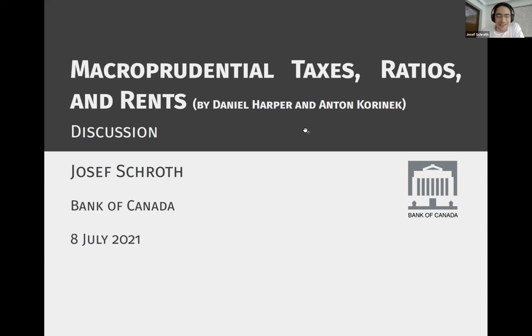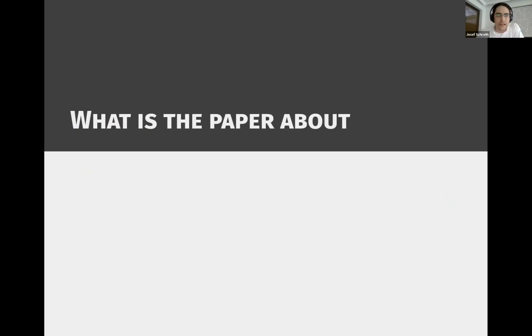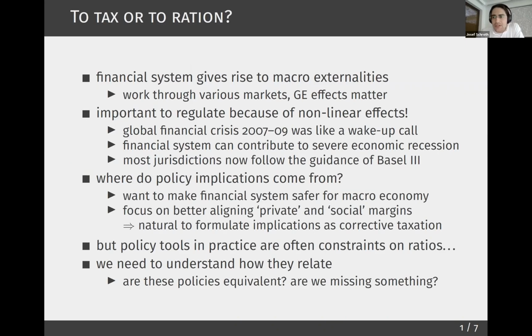Okay, perfect. All right, so I'm very happy to discuss this very interesting paper by Daniel and Anton. So the paper is about taxing or rationing intermediary activity. The motivation is that the financial system gives rise to macro externalities. They work through various markets. General equilibrium effects matter here. That's important to regulate because of possible nonlinear effects.